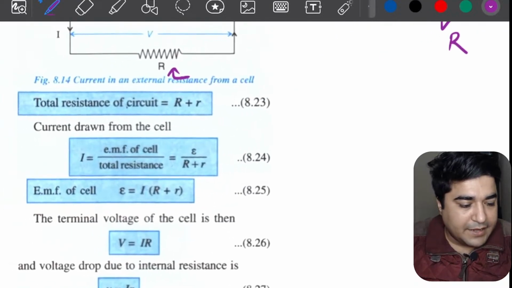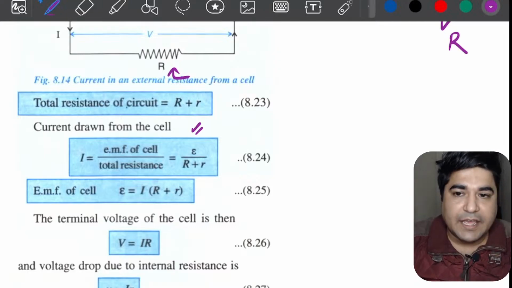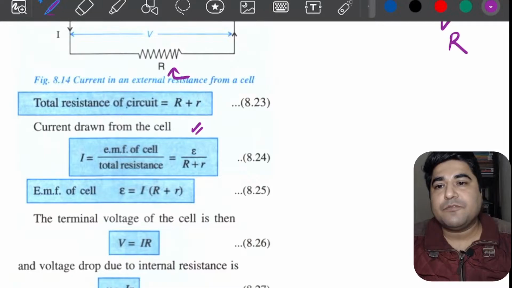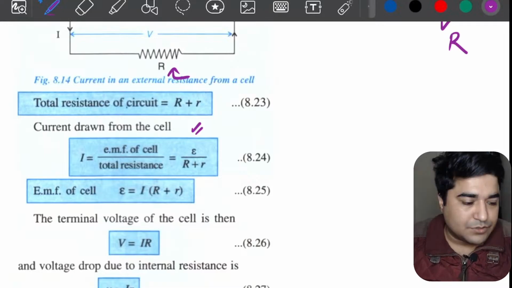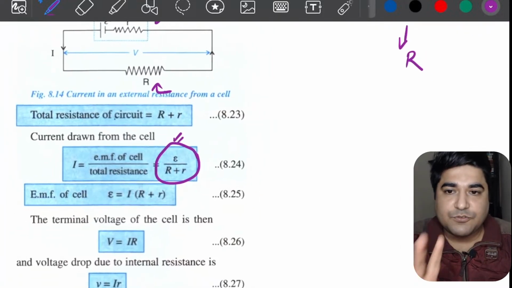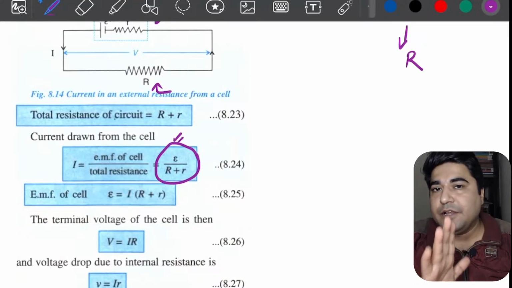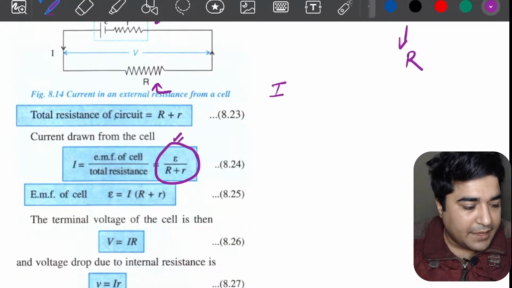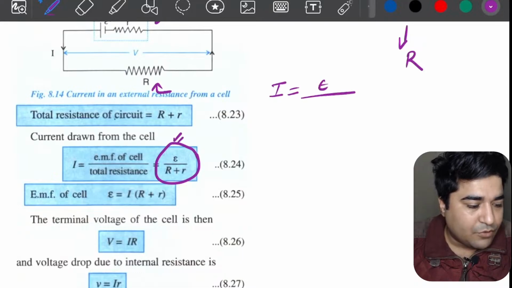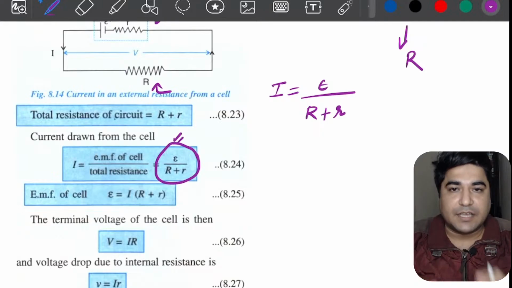Now moving ahead, the current drawn through the cell will have the value I equal to the EMF of the cell over total resistance. So this is the value of I from this equation. I just want you to focus on a few aspects. Right now we will just focus on the values of I. One value of I is going to be EMF over R plus r, that is the total resistance of the circuit.